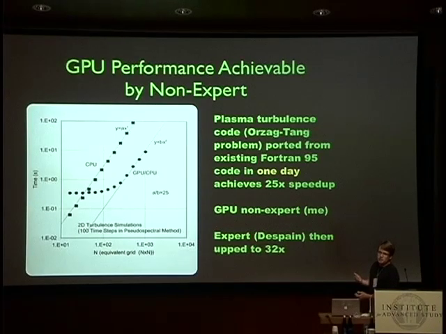If you do a problem, in this case it was bigger than 128 by 128, which is not very small. So if you wanted to do a 512 by 512 2D turbulence simulation on your GPU, it's screamingly fast compared to your CPU. That's where the sweet spot is, okay?